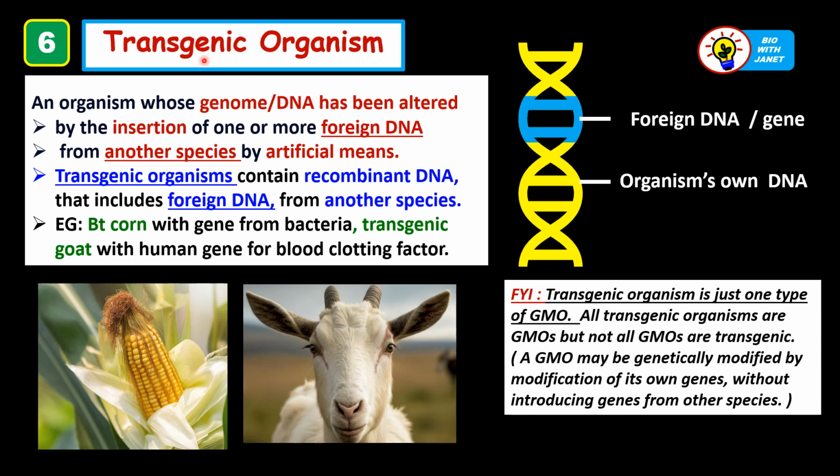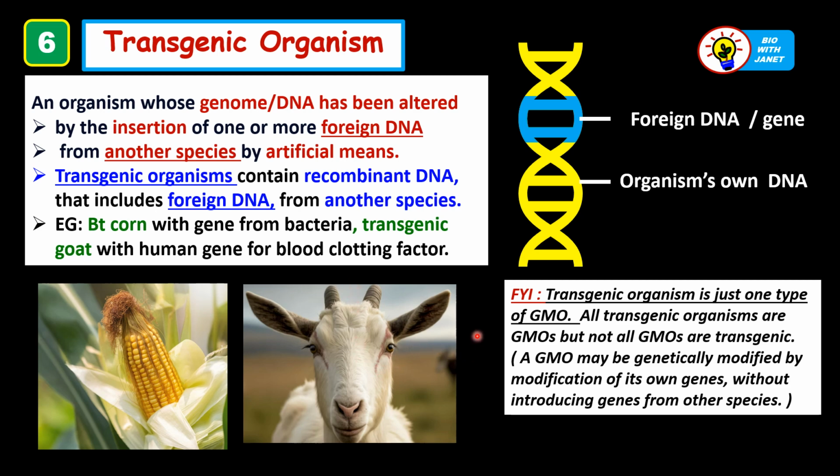That's why it's called transgenic, meaning trans here means across, transfer across. And then genic means gene. So the genes have been transferred across different species, from one species to another. So it's called transgenic organism. Now, examples are BT corn, which has a gene from bacteria for the production of toxins. And then there's a transgenic goat that's been produced with a human gene for production of human blood clotting factor. This will be discussed afterwards.